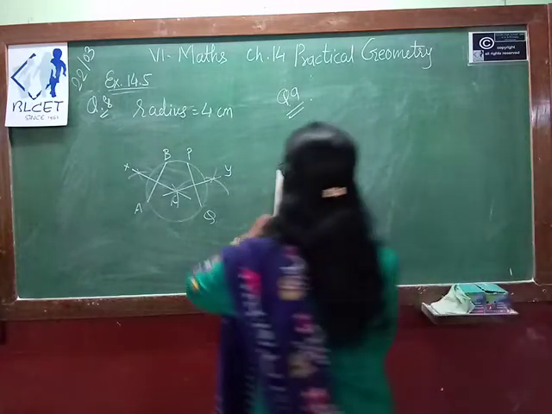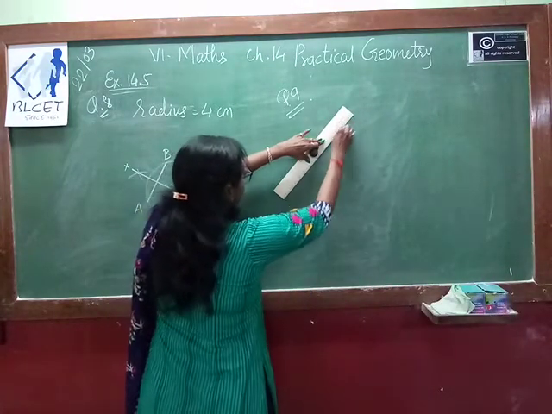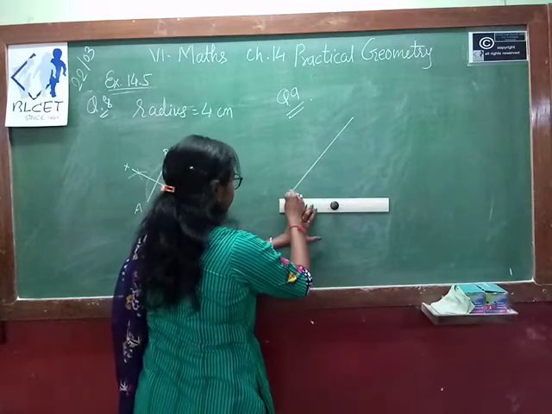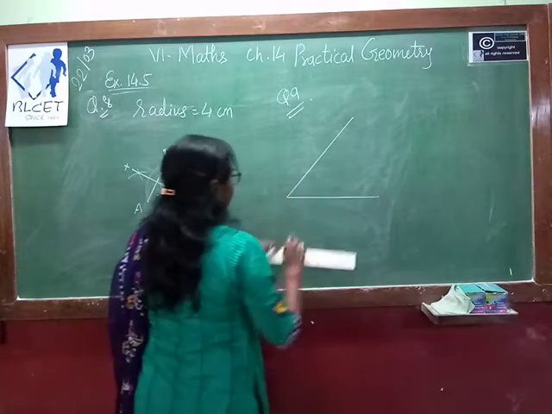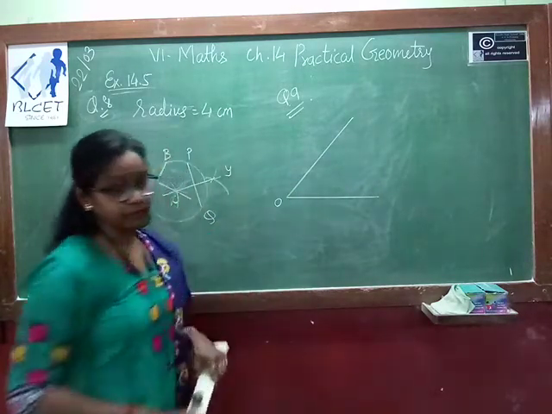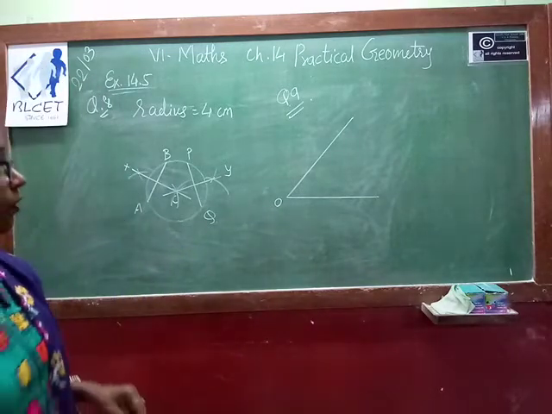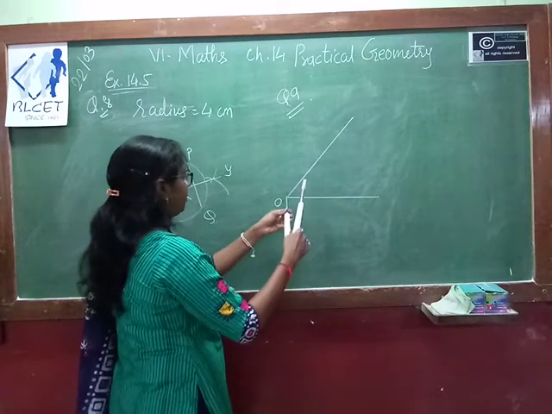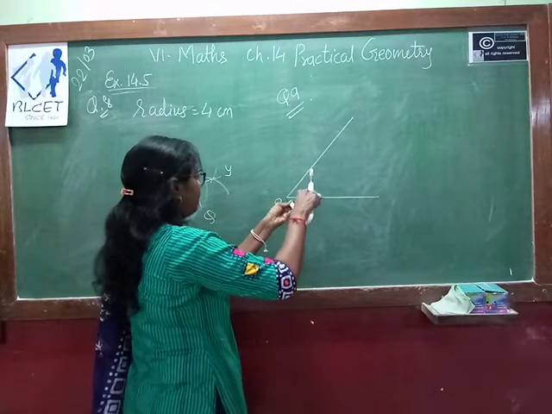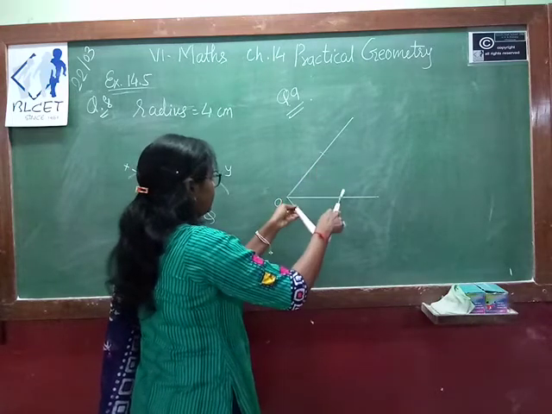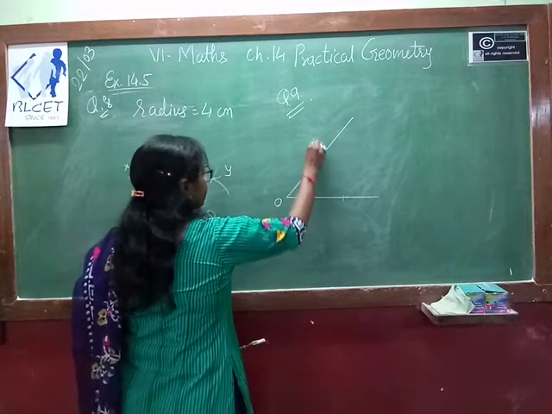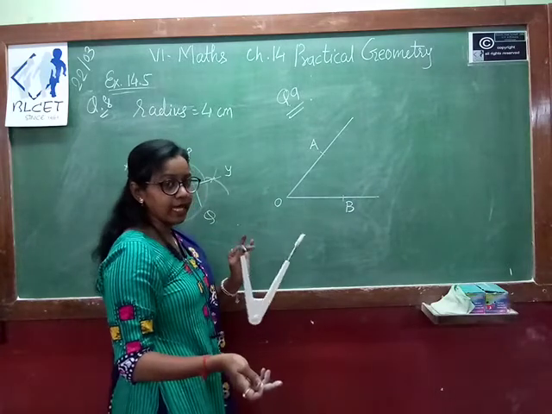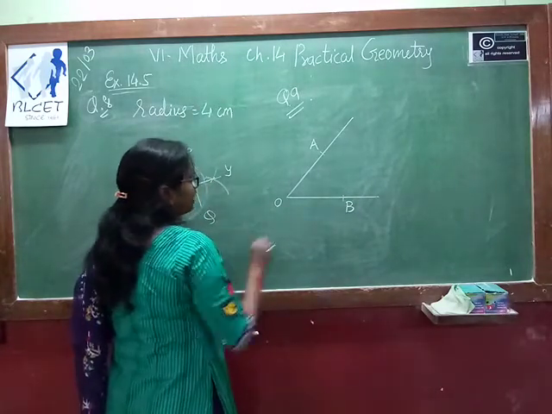Draw any angle of any measurement. So I am drawing an angle like this. O. Now I take one point A here and B here. For that we want OA equal to OB. So I want both the measurements same. So this is OA, OB, so that the measurements are the same. That's why I have taken the measurement like this. Now what we have to do?